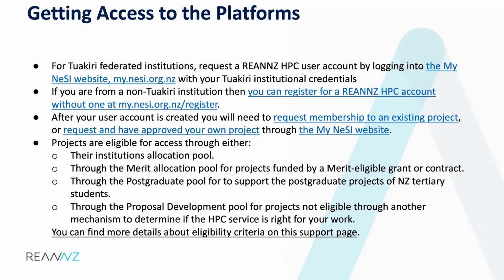So how do you get access to these resources? For those of you who are at a Tuakeri federated institution, which covers most of our users, with most New Zealand tertiary institutions and many major nationally funded research groups already being Tuakeri federated, all you need to do is go to the MyNesi website at my.nesi.org.nz, and you'll be prompted to log in with your institutional credentials through your institution's login portal. You will then be able to request a HPC user account.